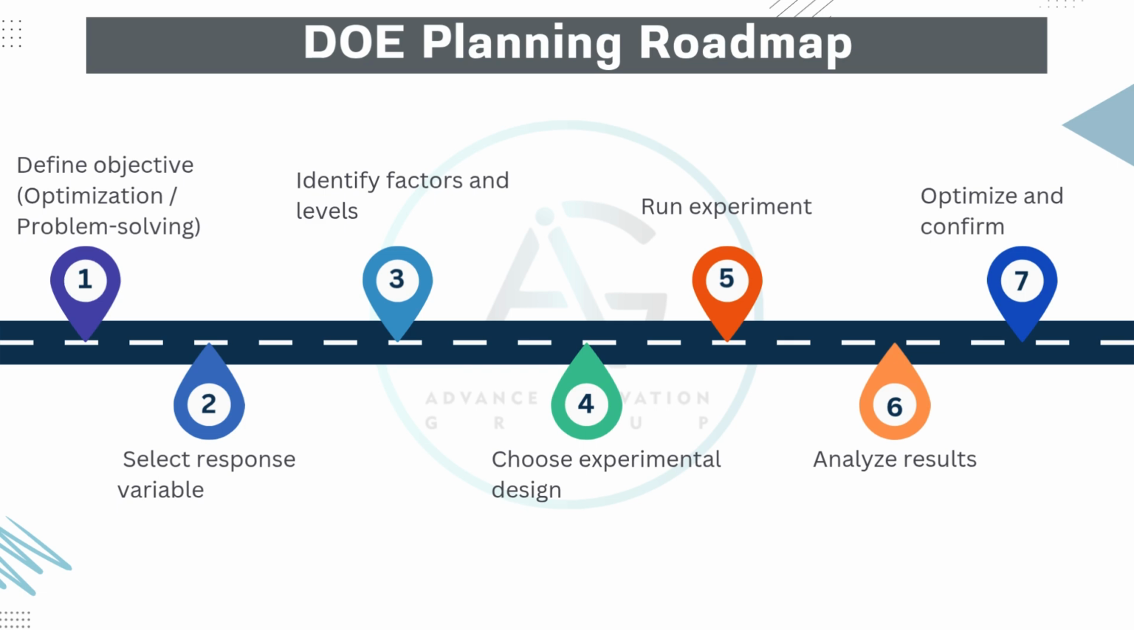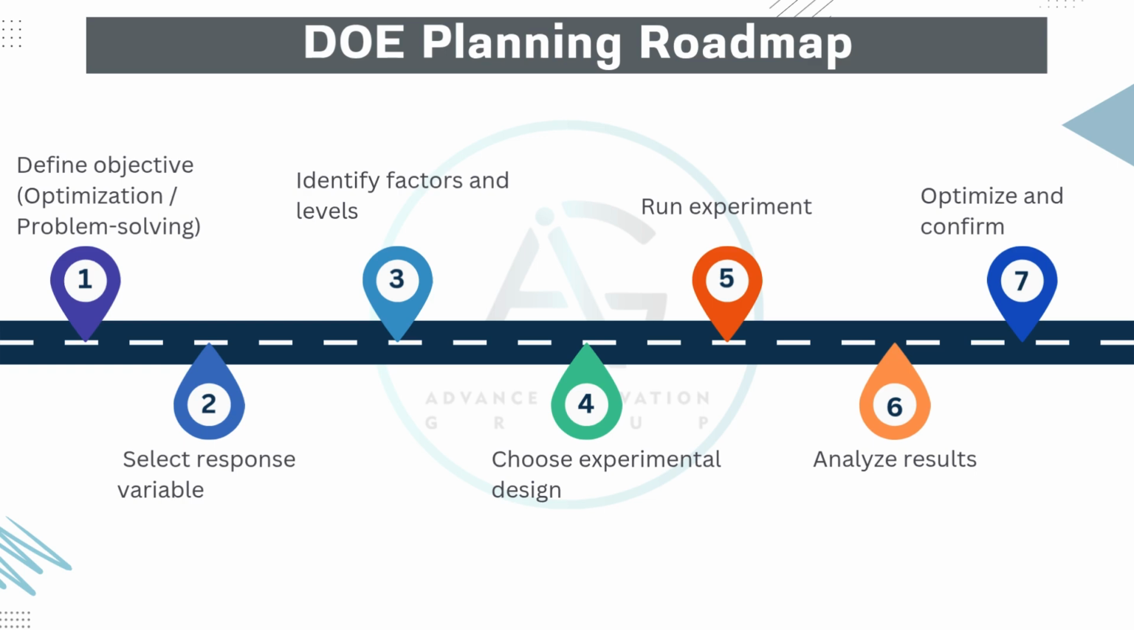2. Select response variable. Next, we decide what outcome or result we'll measure. This is the response variable, and it should be directly related to our goal, such as quality, speed, or efficiency. 3. Identify factors and levels. Here, we choose the input variables, factors that we think may influence the response, and we determine their levels, e.g., high-low settings.